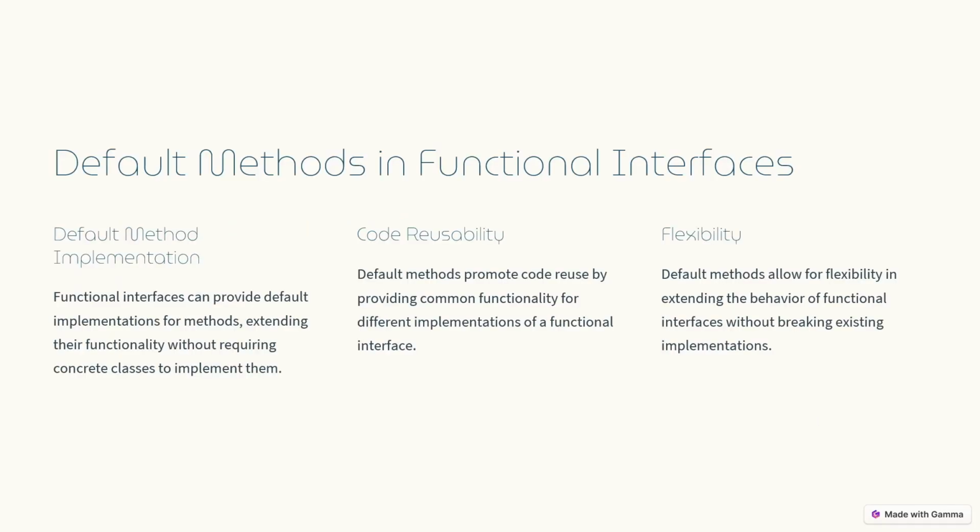Okay, so next one is, what is a functional interface? It has only one abstract method and multiple default and static methods. Okay, let's see what default methods in a functional interface are. A functional interface can provide default implementation for methods, extending their functionality without requiring the concrete class to implement them.